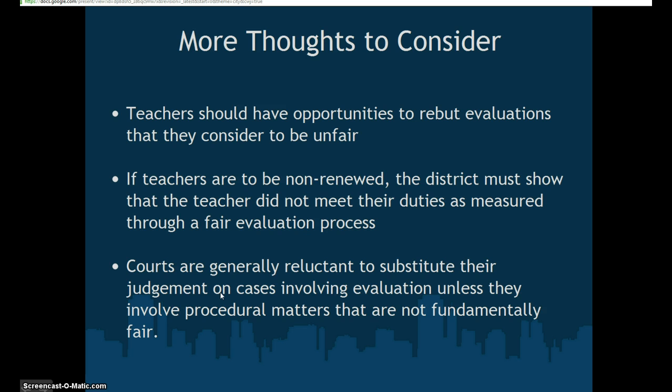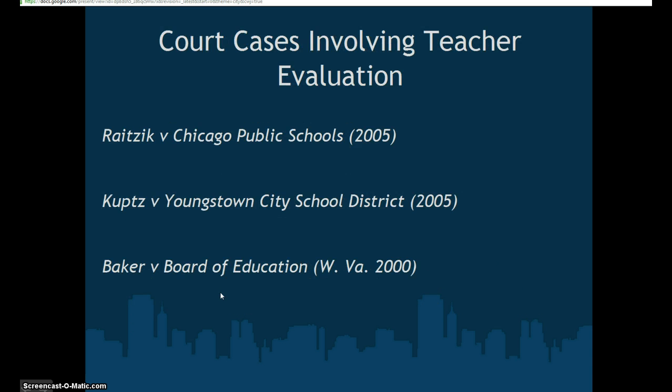In general, the courts are reluctant to substitute their judgment on cases involving evaluation unless they involve procedural matters that are not fundamentally fair. So basically, courts are not likely to determine on their own whether a teacher was effective or not. They're more likely to rule on whether or not the process for determining teacher effectiveness that was documented and in place in the district, whether all of those steps in the process were followed. If they were, then more than likely courts would uphold the evaluation or the non-renewal as a result of the evaluation.